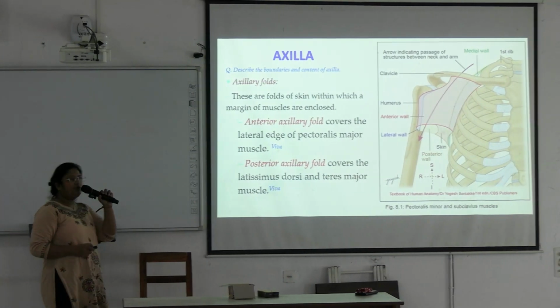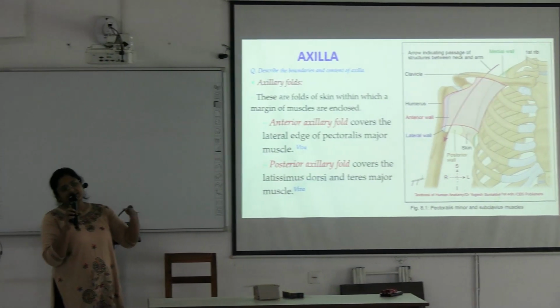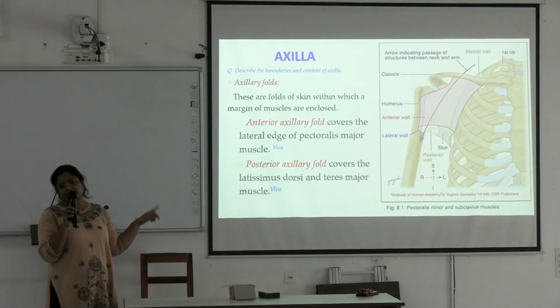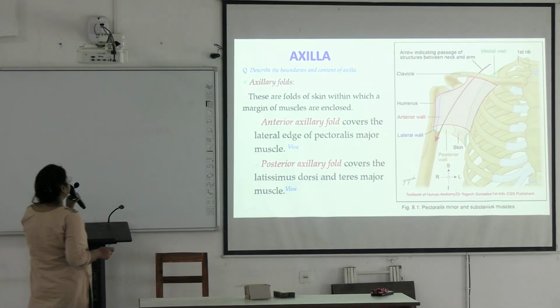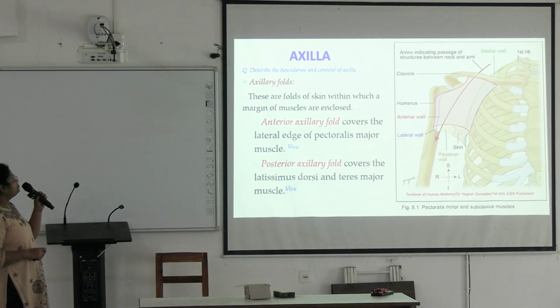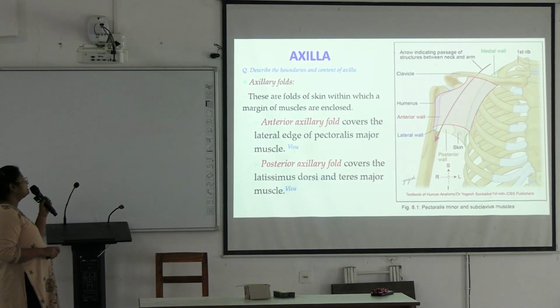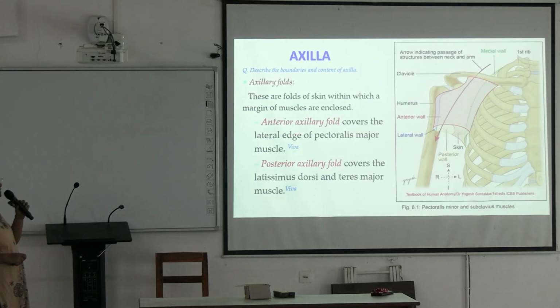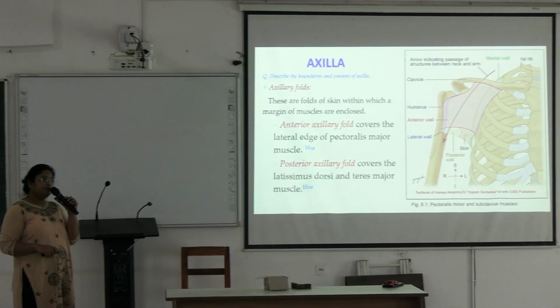What are axillary folds? Axillary folds you have to know during the dissection. Dissection lines will be given along the axillary folds. These are folds of skin within which a margin of muscles are enclosed. Two axillary folds are there, anterior axillary fold and posterior axillary fold. Anterior axillary fold covers the lateral edge of pectoralis major muscle and posterior axillary fold covers the latissimus dorsi and teres major muscle.